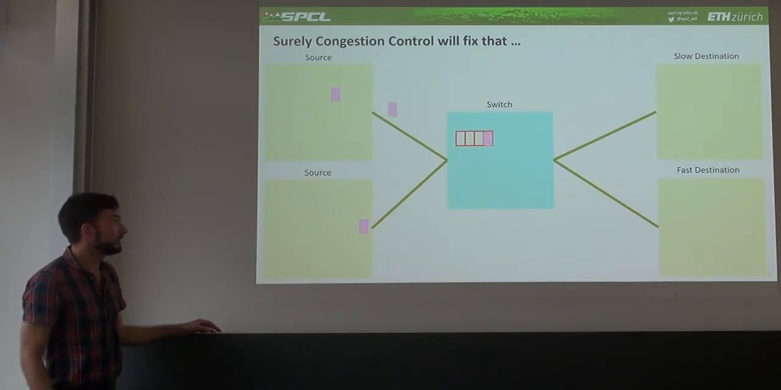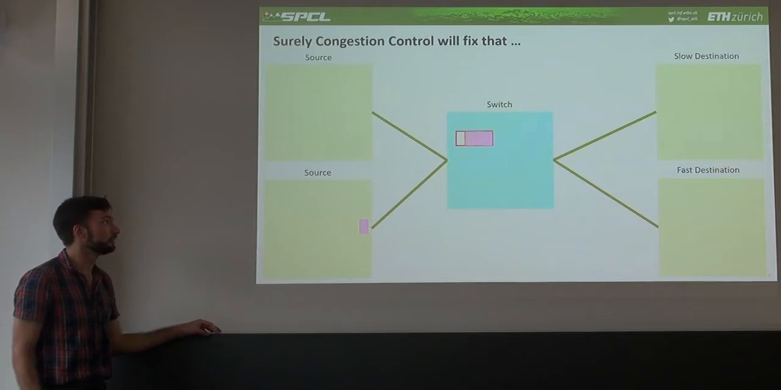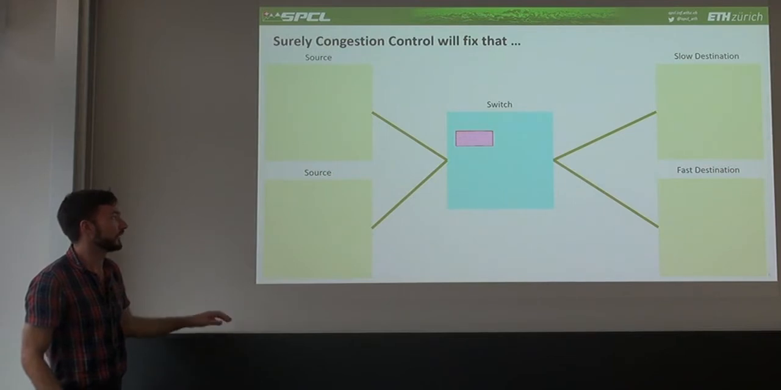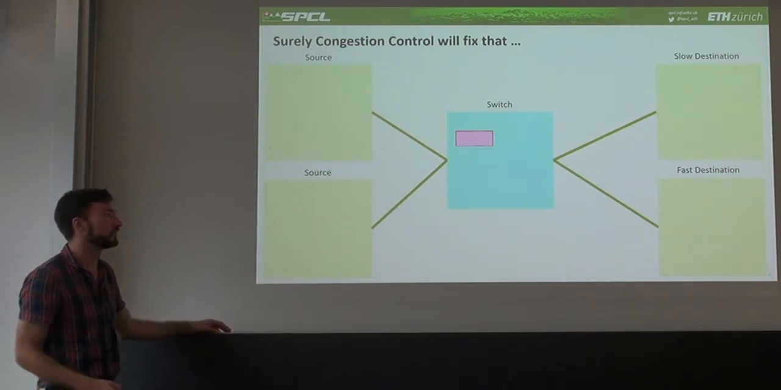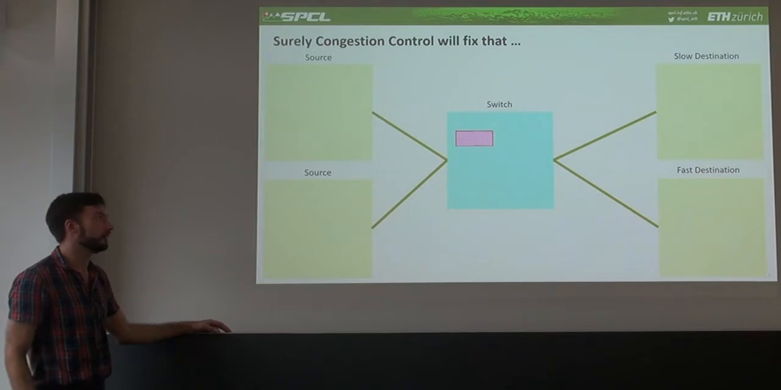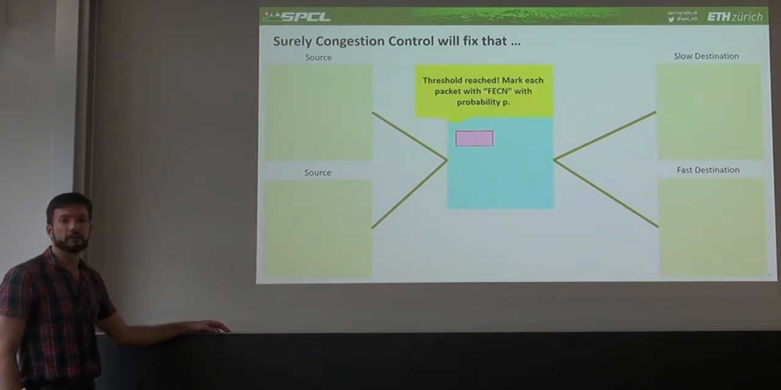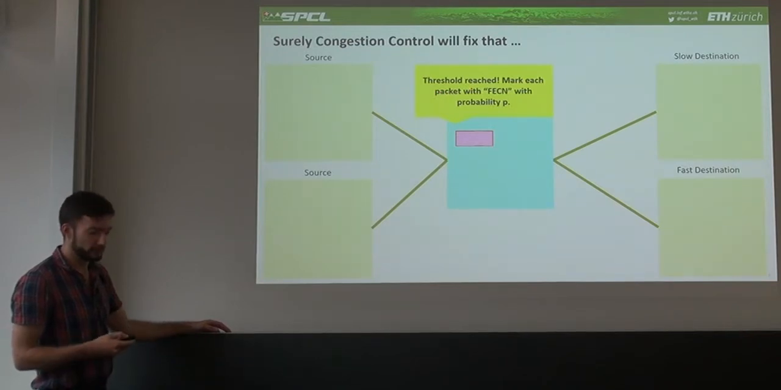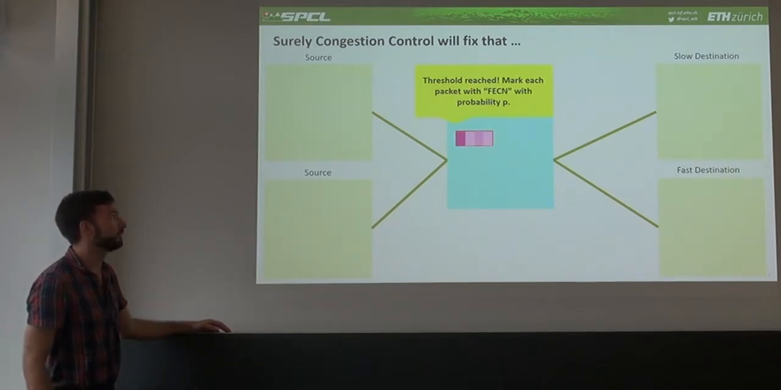So we send some packets to a switch from two different sources. These sources are both fast, so they both send from DRAM in this example, but we have two destinations. One is slow and one is fast. And when the packets in the switch queue up for some reason, at some point there will be a threshold of buffer space exceeded. And when this happens, the switch marks each packet with a FECN bit with a certain probability. So not every packet will be marked. In this example, we mark two packets randomly.